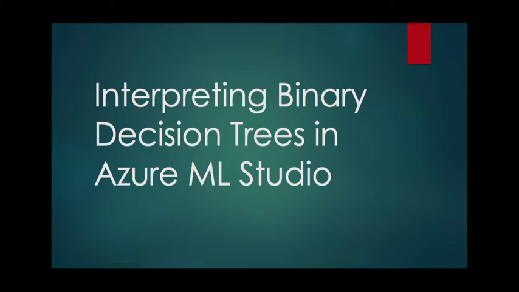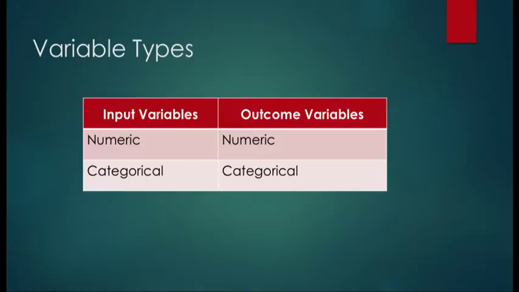This video will cover how to interpret a binary decision tree in the Azure Machine Learning Studio. With decision trees, numeric and categorical variables can play the role of input variables and the role of output variables. It's common to have both numeric and categorical input variables, either when predicting a numeric or a categorical outcome. I will first explain how categorical variables as inputs and outputs are interpreted with the decision tree, and then I will explain how numeric variables, both as input and output variables, are interpreted.